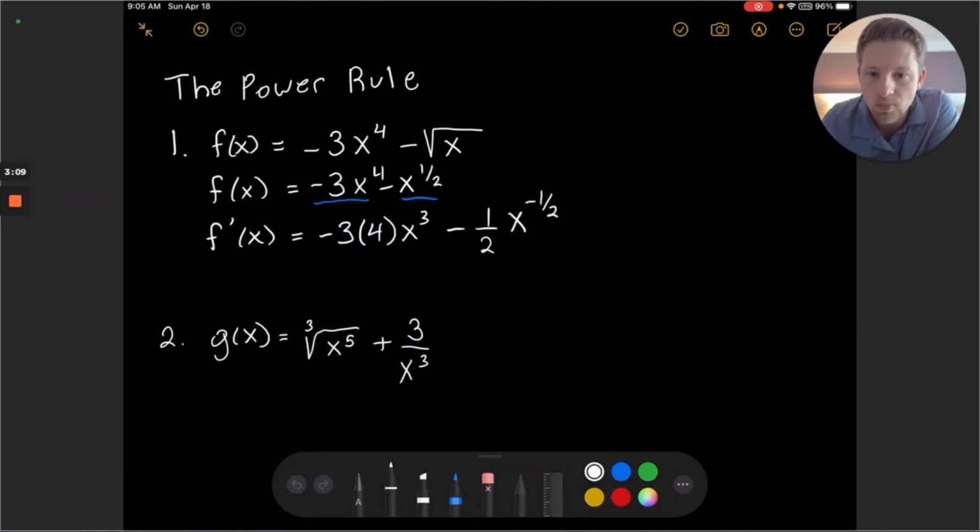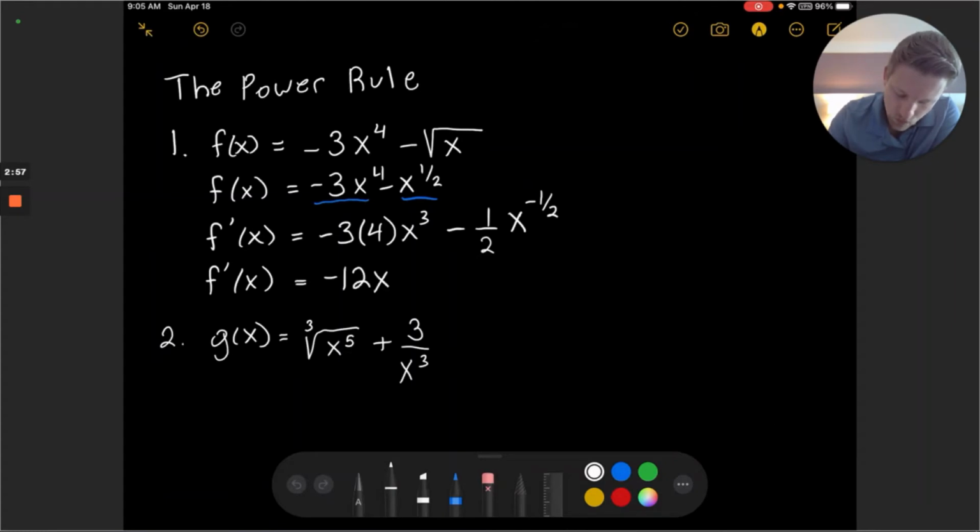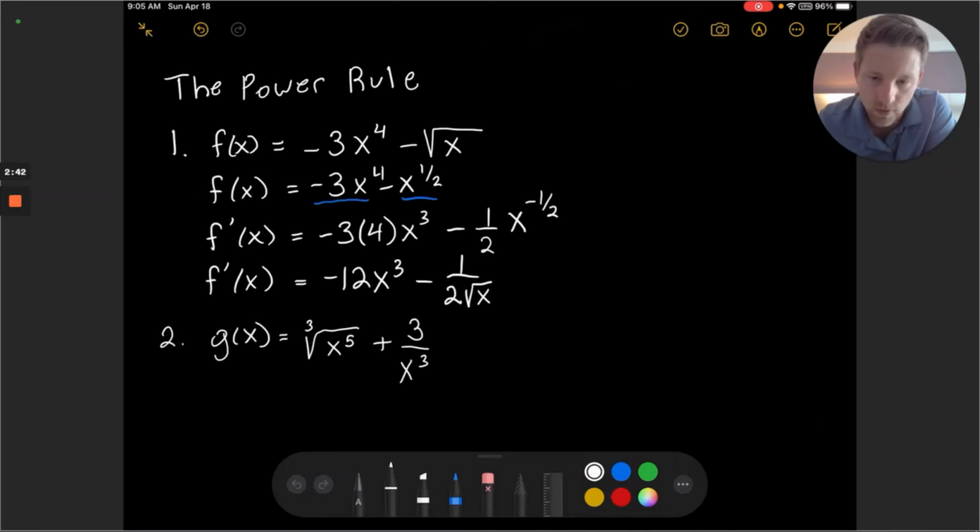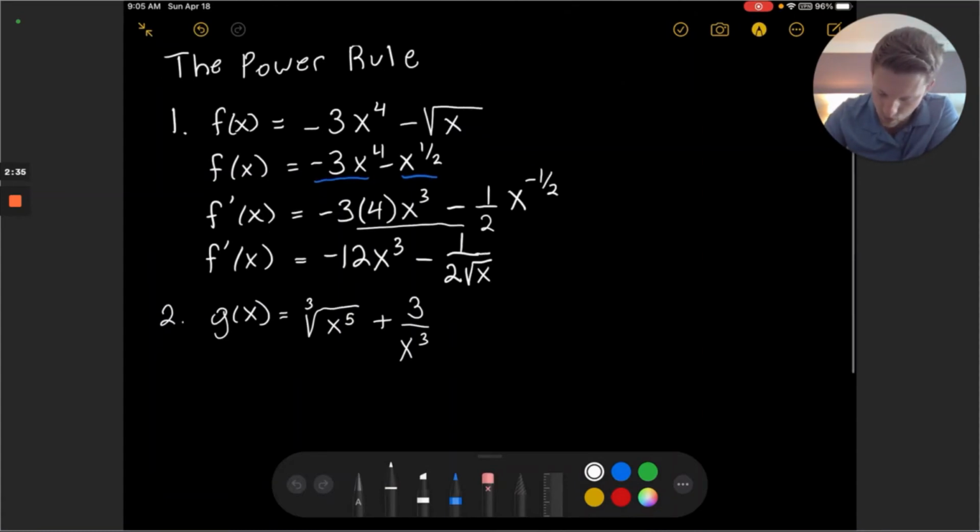So I can rewrite this one more time to clean it up with some positive exponents. This general derivative, f prime of x, we could write as the following: negative 12 x cubed, and then minus 1 over 2, and then square root of x. Because when we bring down our 1/2 power to the denominator, that'll be a positive 1/2, which we can rewrite as that square root. So that is a complete derivative for f.